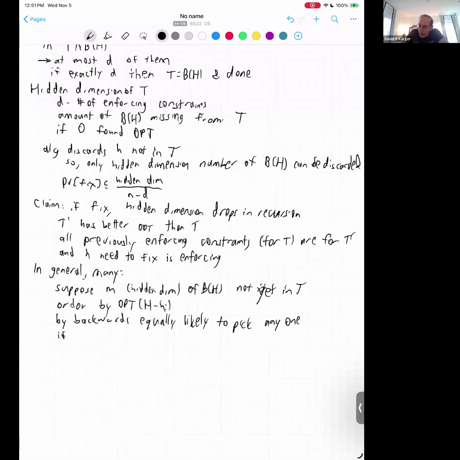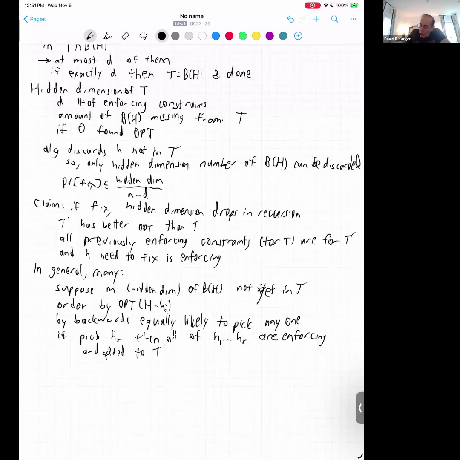And as above, if we pick the rth in our order, so I guess I should say if I pick H_r in my order, then all of H_1 through H_r are enforcing and added to T prime.